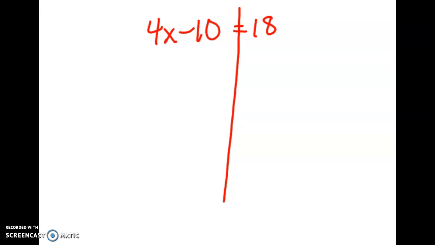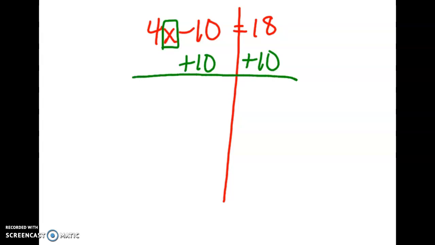Remember what your goal is, okay? Your goal is to get this x alone. So that means we have to get rid of the 4 and the minus 10 before the x will finally be isolated. So adding and subtracting is first, so we're going to get rid of the minus 10 by adding 10. And if we do it to one side, we do it to another. Negative 10 plus 10 is 0, so 4x is all that's left on the left-hand side, and 18 plus 10 is 28.